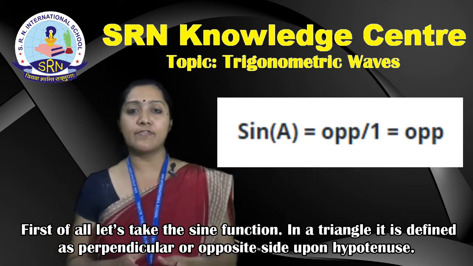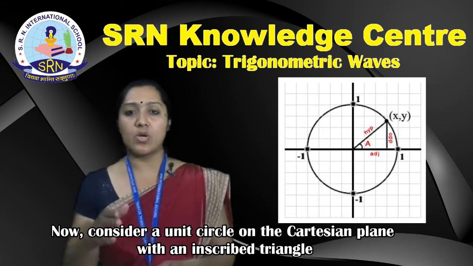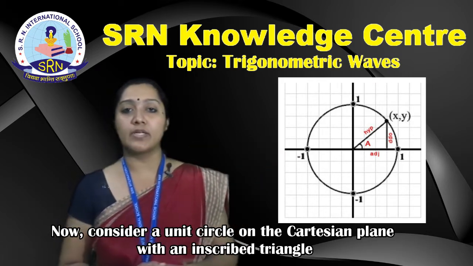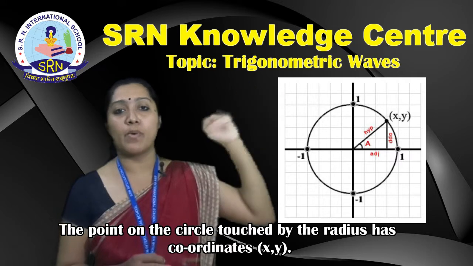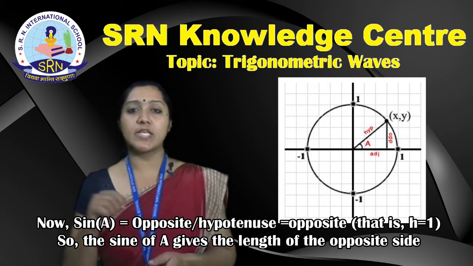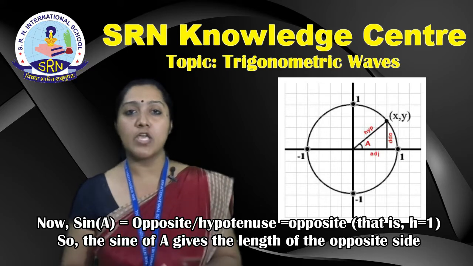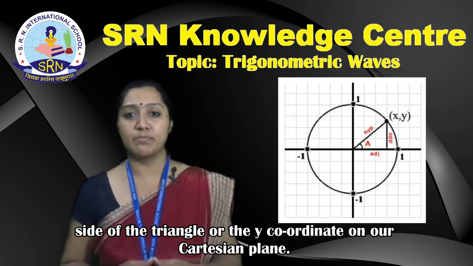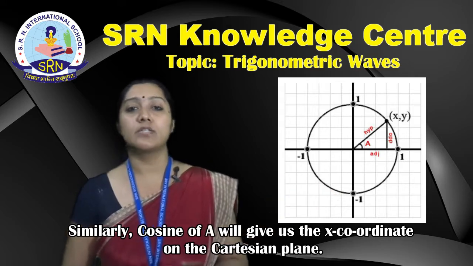In a triangle, it is defined as perpendicular or opposite side upon hypotenuse. Now consider a unit circle on the Cartesian plane with an inscribed triangle. The point on the circle touched by the radius has coordinates x, y. Now sine of A is defined as opposite upon hypotenuse, which is equal to opposite because the value of hypotenuse is 1 here. So the sine of A gives the length of the opposite side of the triangle, or the y coordinate on our Cartesian plane. Similarly, cosine of A will give us the x coordinate on the Cartesian plane.